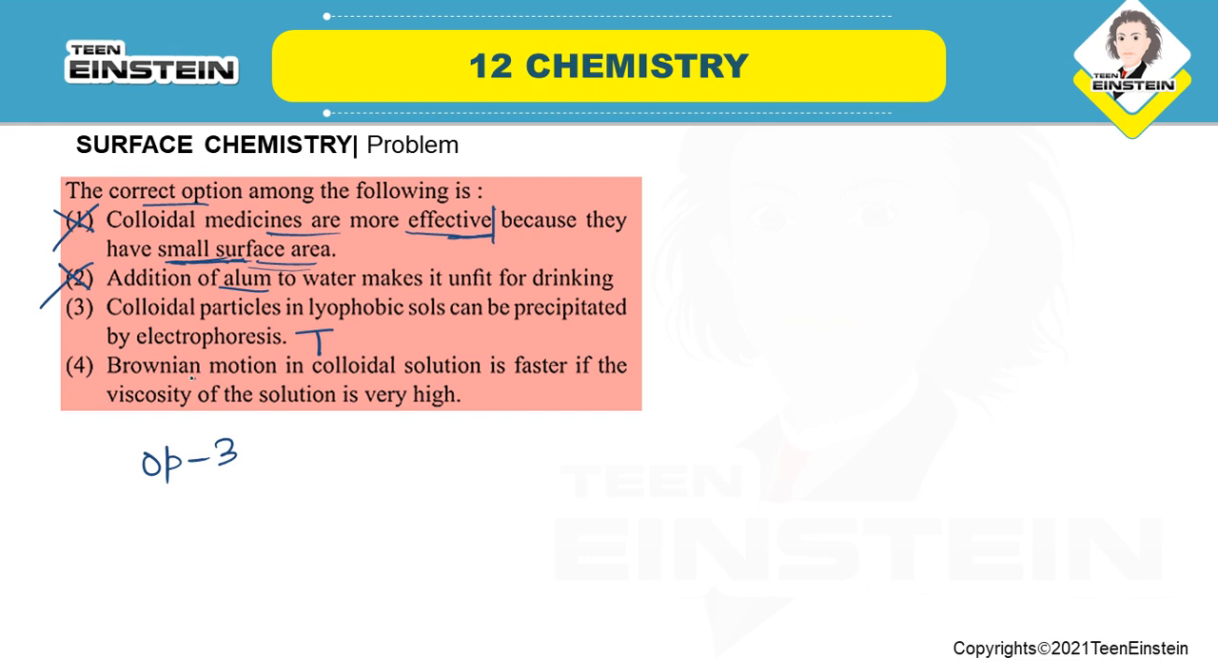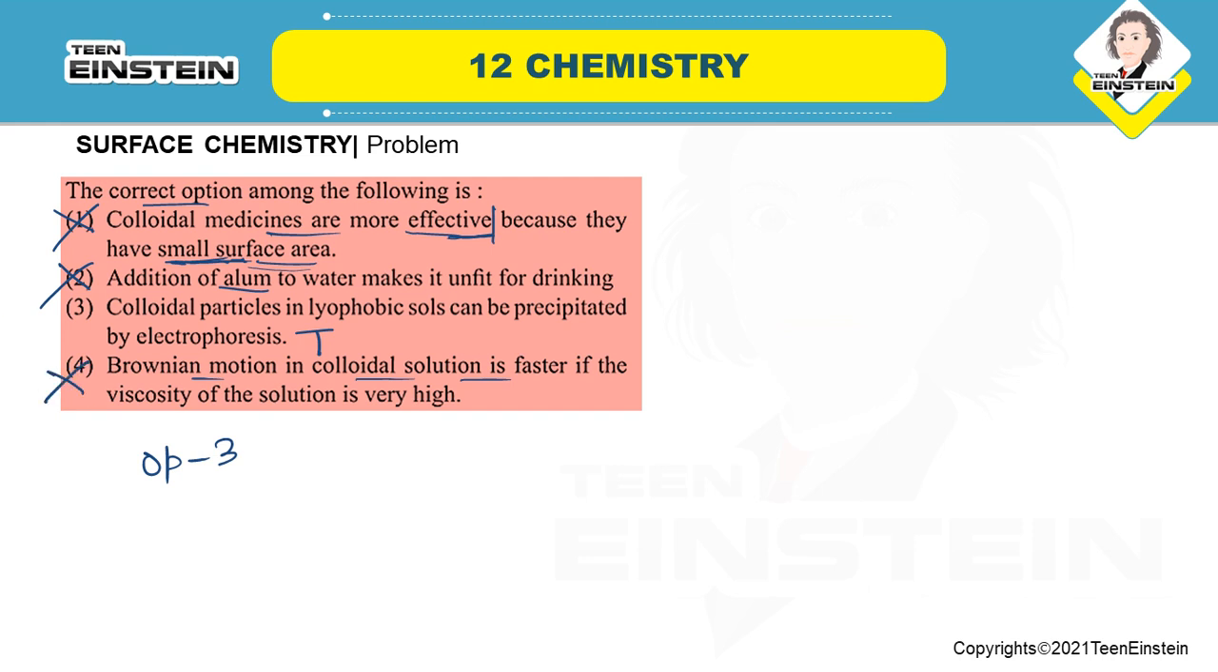And the last statement, Brownian motion in colloidal solution is faster if the viscosity of the solution is very high. Actually the reverse is true. Brownian motion is the movement of sol particles. Obviously it is faster when the viscosity is low. Viscosity means what? It is the resistance towards the flow of the fluid. So viscosity high means resistance is very high. If resistance is high, how can Brownian motion, which is a mechanical property of colloidal solution, be faster? It is not possible. So Brownian motion is faster when viscosity is low. So this statement is also not correct.